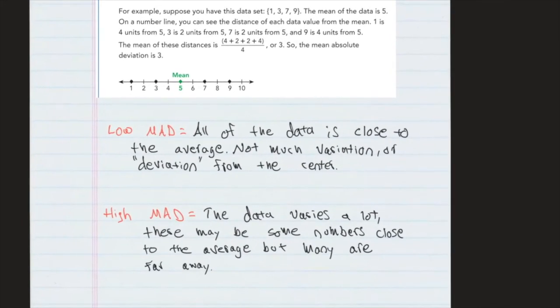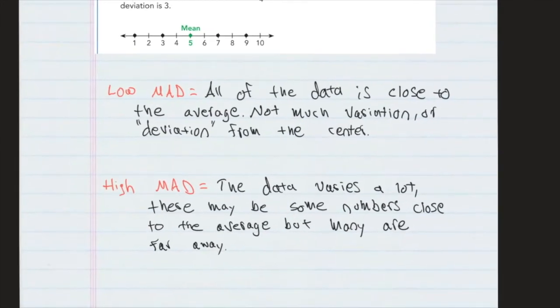Now, here are a couple of inferences that you can make with mean absolute deviation, which is also represented by MAD. If you have a low mean absolute deviation, all of the data is going to be close to the average. So there's not much variation or deviation from the center. If you have a high mean absolute deviation, then the data varies a lot. There may be some numbers close to the average, but many are far away.